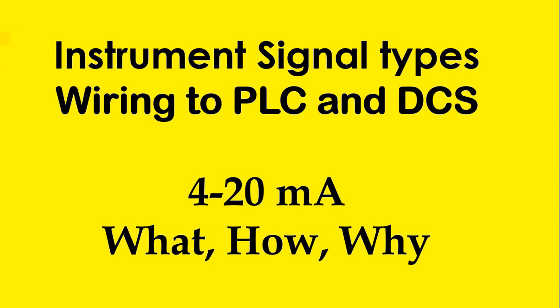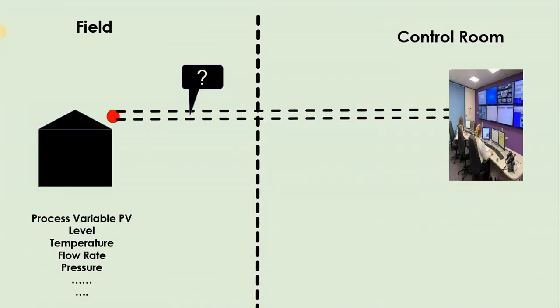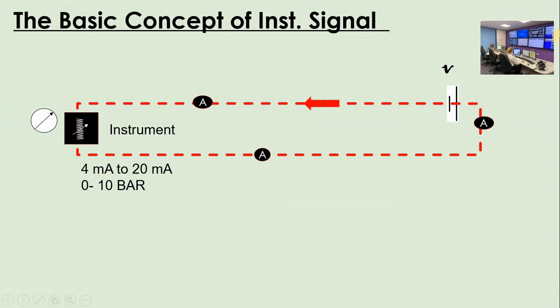Welcome back. Today we will talk about the instrumentation signals and specifically 4 to 20 milliamps. If you have a device in the field which measures pressure or temperature, how will you transfer the signal from that transmitter back to the control room? Imagine you have a power supply, let's say 24 volt, and a transmitter in the field, and you run two wires to this transmitter.